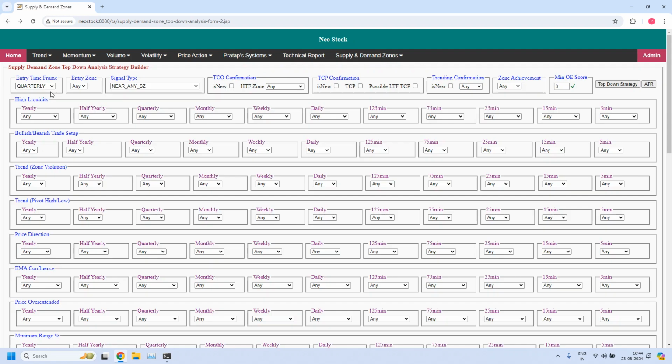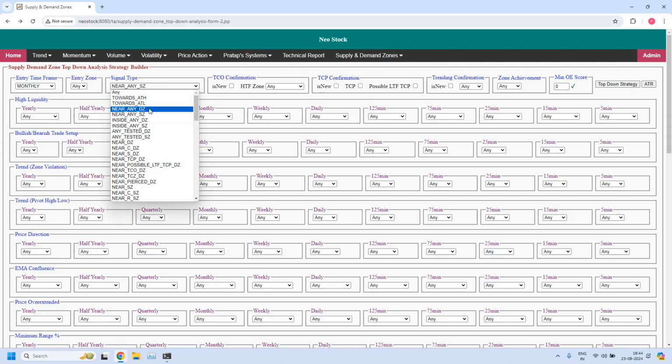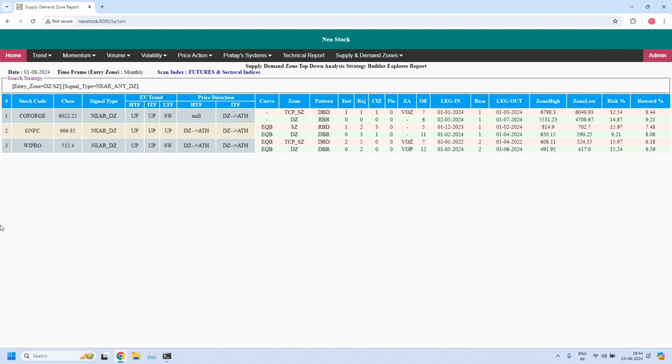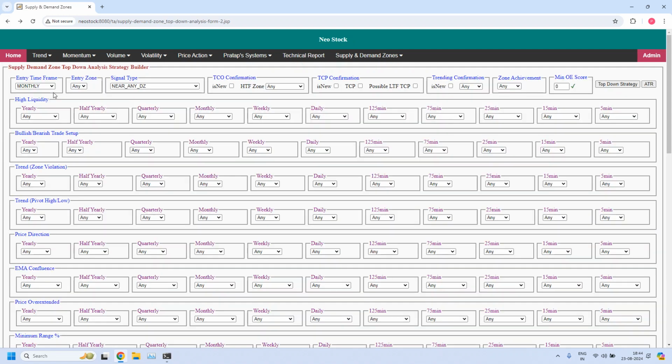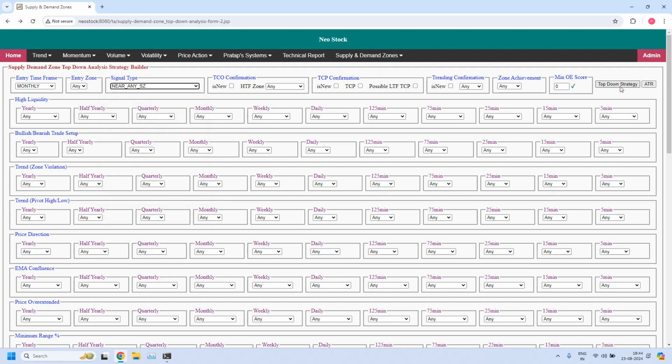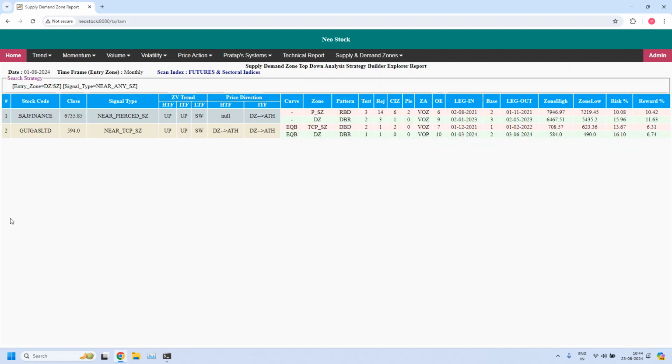In the next report, let us change the time frame to monthly and let us find the stocks near monthly demand zone. 3 stocks are filtered near to the monthly demand zone. In the next report for monthly time frame, let us find the stocks near monthly supply zone. 2 stocks are filtered near to the monthly supply zone.